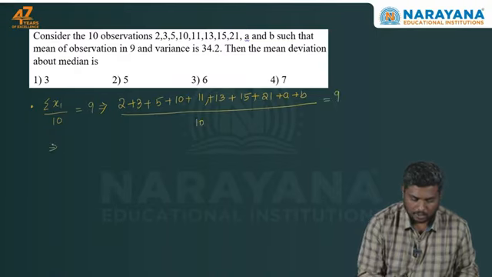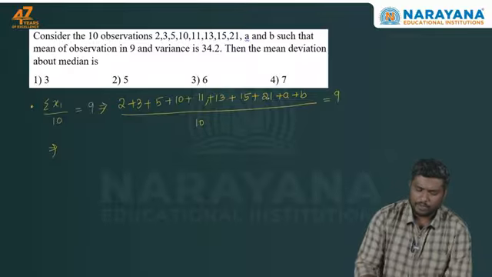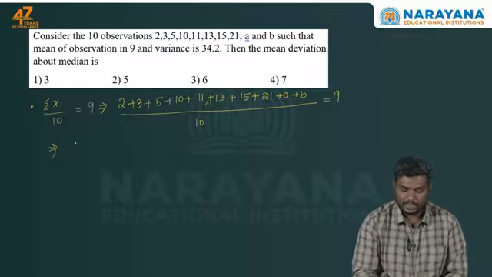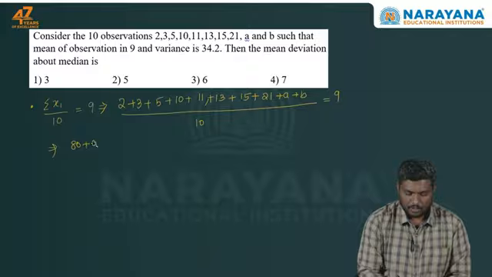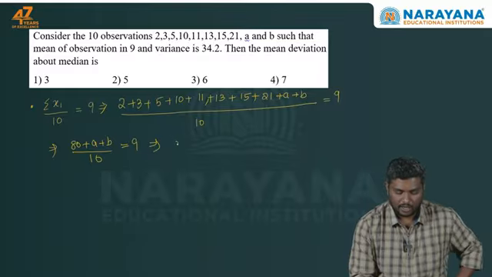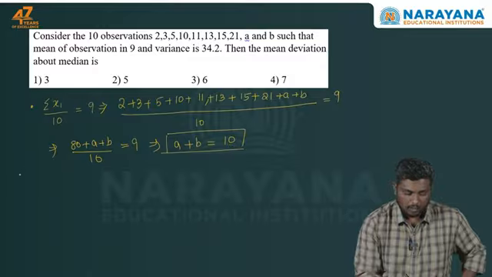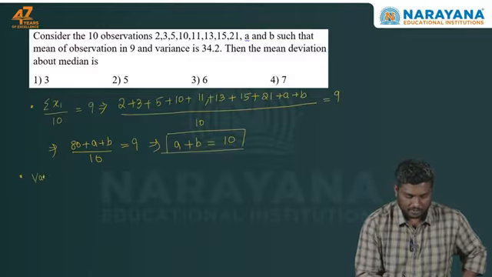So guys, now you can find out the sum: 2 plus 3, 5, 10, 20, 31, 44, 59. 59 plus 29 is 80. So (80 plus A plus B) by 10 is equal to 9. So from this you can easily find the value of A plus B. What is A plus B? 10.